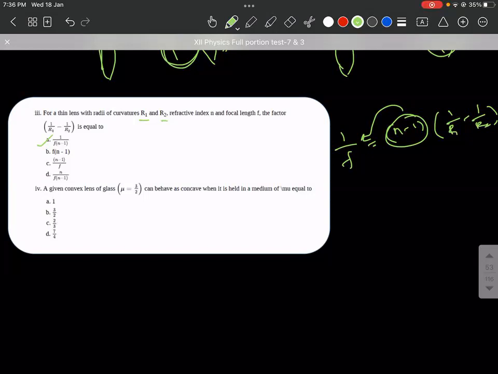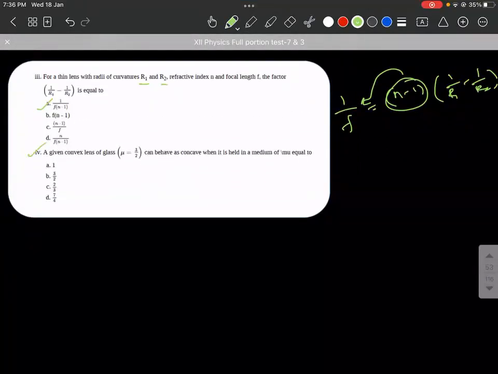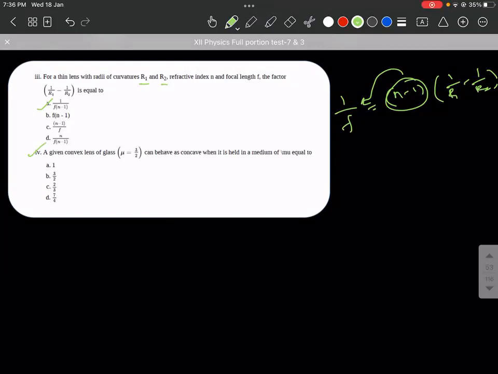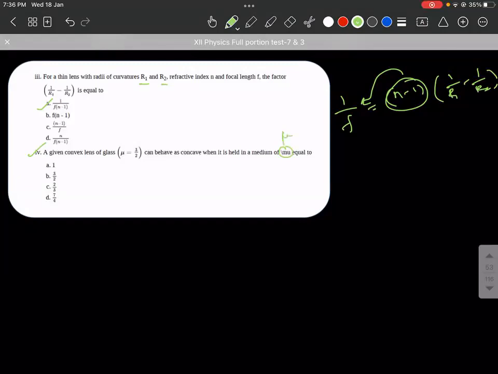The last question, sorry. A given convex lens of glass can behave as concave when it is held in a medium of mu equal to... Actually, this is LaTeX code. The convex lens refractive index is 3 by 2. It can behave like a concave lens under what scenario? When the surrounding medium has a refractive index greater than 3 by 2. 1 is eliminated, 3 by 2 is eliminated, 2 by 3 is eliminated, 7 by 4 will be the answer because 7 by 4 is 1.75. Correct?